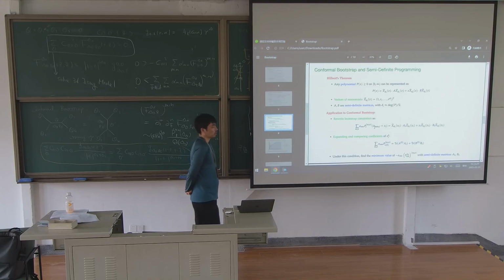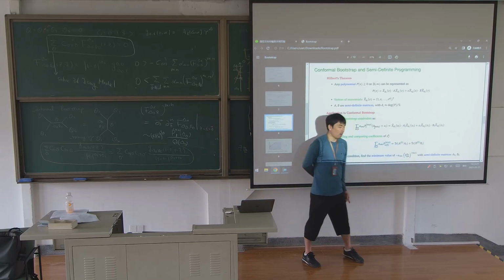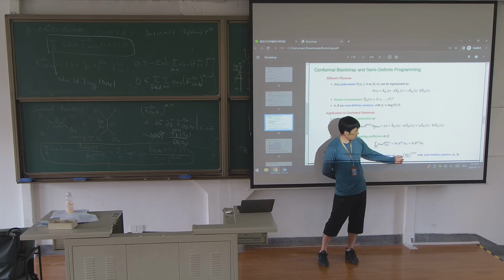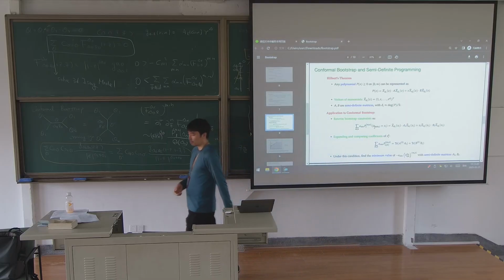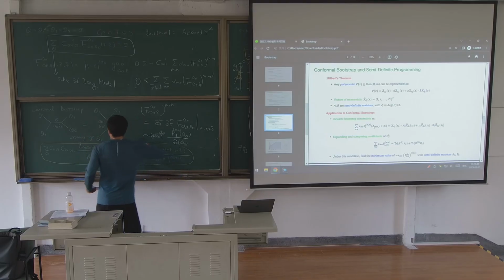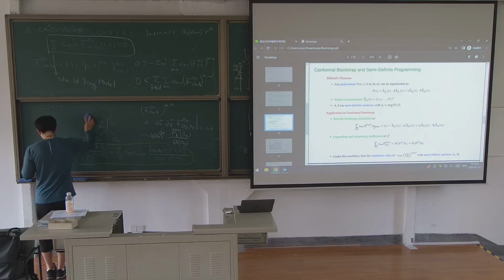So the problem is that AL and BL are the semi-definite matrices, and under this condition we try to minimize minus alpha Mn of this value. That's the semi-definite problem we encounter.